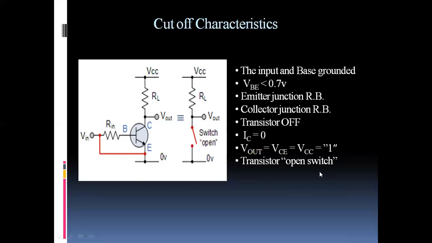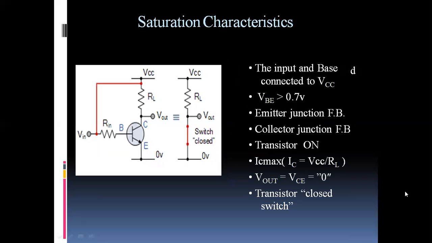So to operate the transistor as an open switch, we operate the transistor in the cutoff region. To operate the transistor in the saturation region means the transistor is operated in the closed switch manner. For this, we apply Vin equal to 1.